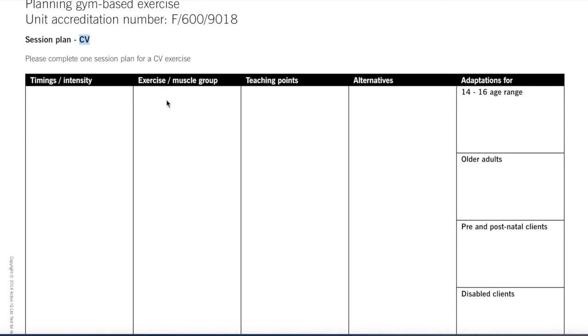The exercise and muscle group, so if we use our main CV, we talked about the treadmill, and you must also talk about the muscle groups that get used. Again, that's mentioned on page 291 in your manual, and it tells you what muscle groups are actually being used on the cardiovascular equipment. The teaching points, which might need to be repeated. Alternatives, so you could say, for example, the cross trainer is an alternative of the treadmill because it's a cardiovascular piece of equipment which uses rhythmical activity.